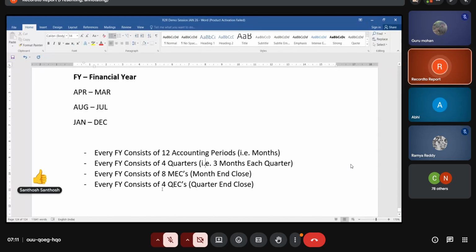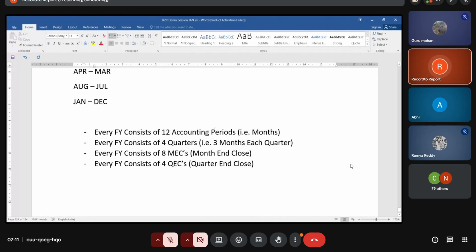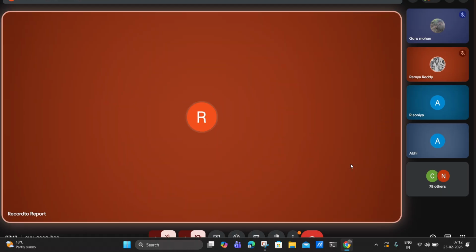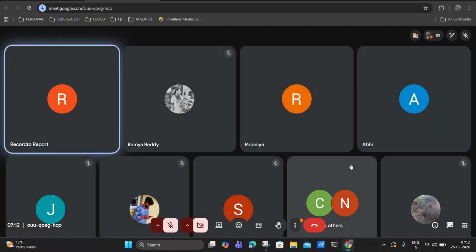What do you do in the month end? Month end is nothing but 8 month ends and 4 quarter ends. Is it clear? Understand, guys? Yes, ma'am. So this is just an overview of the financial calendar.